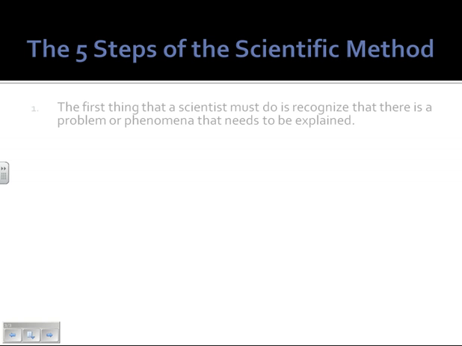So, in the 5 steps of the scientific method, the first step is the scientist must recognize that there is a problem or phenomena that needs to be explained. If you don't even recognize the problem, well, then you're never going to be able to explain it.